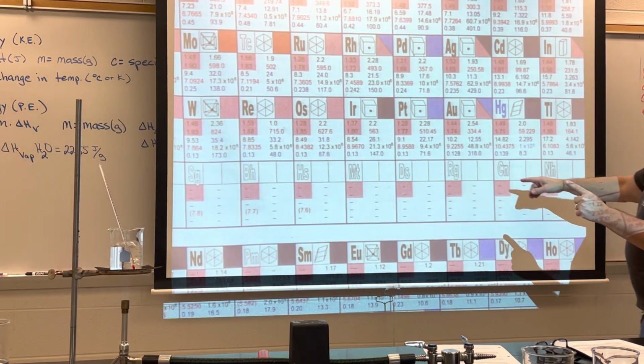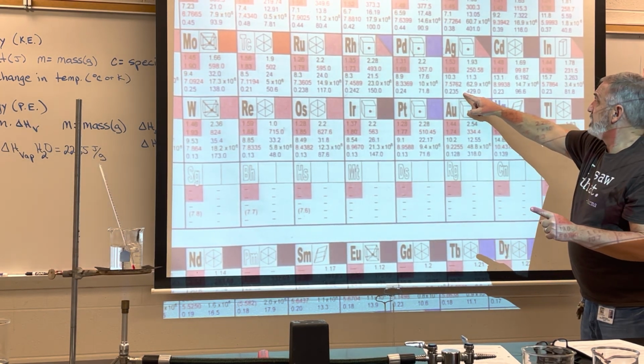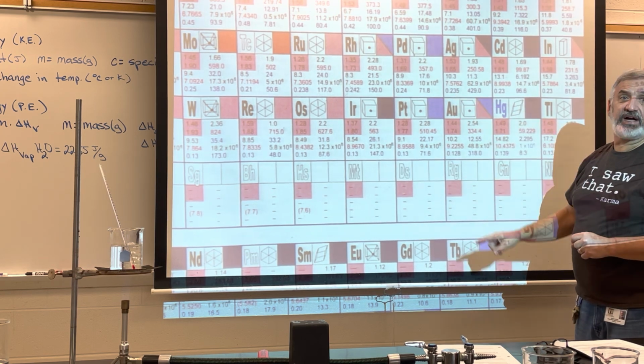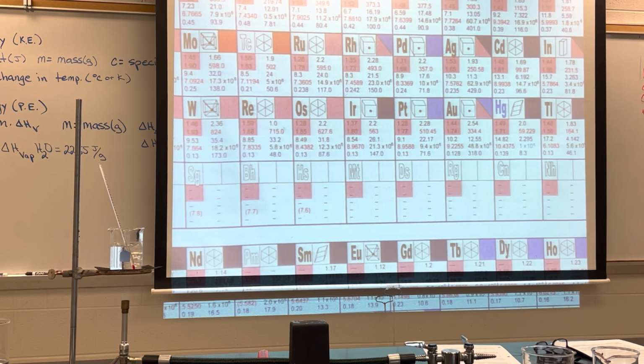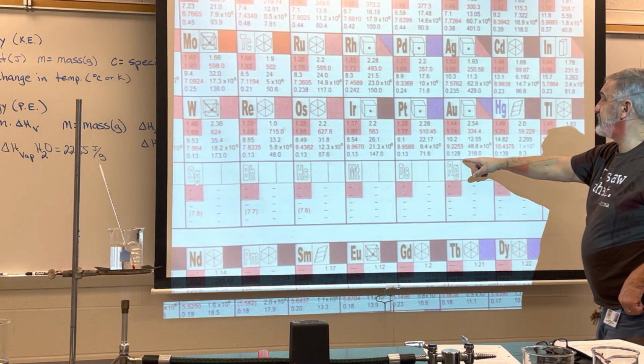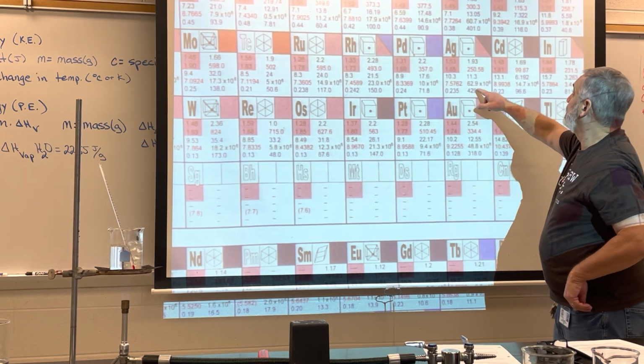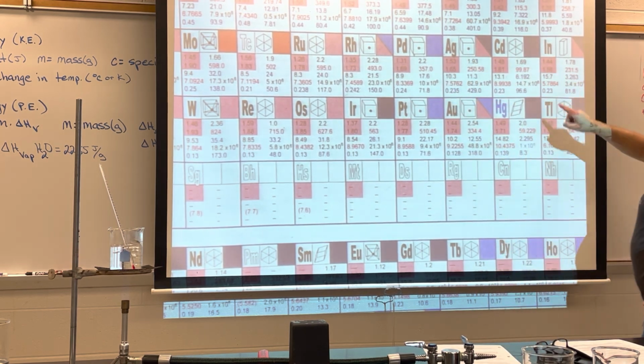Okay? But what about silver? Silver's 0.235. That means it takes almost twice as much heat to raise 1 gram of silver 1 degree as it does to raise 1 gram of gold. Okay? Are there any others? Let's see. So all of them, notice the metals, 0.13, 0.139, 0.128, 0.13, 0.24, okay? None of them are all that high.